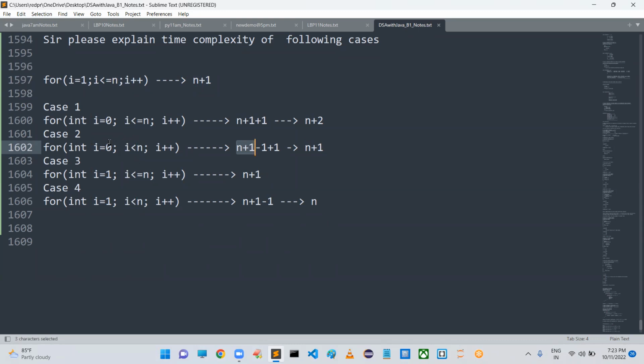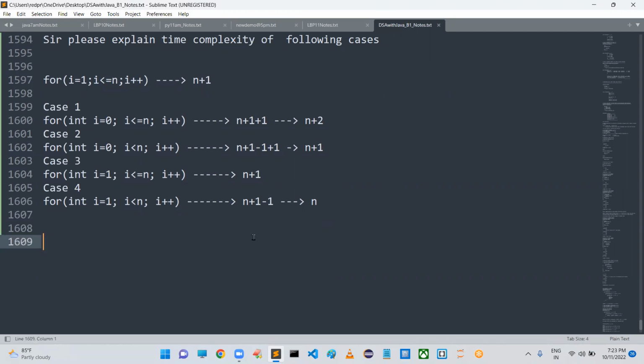Second point, sir, when you are starting from 1, it is n plus 1. But we are starting from 0, that means one step before, that's why plus 1. Next, including the value of n means n plus 1, but here the value of n is not included, that's why minus 1. One step before it is starting, one step before it is ending. That's why minus 1 plus 1, it will become n plus 1.